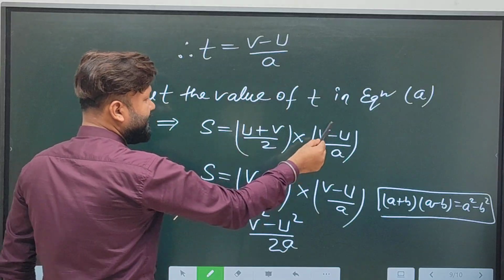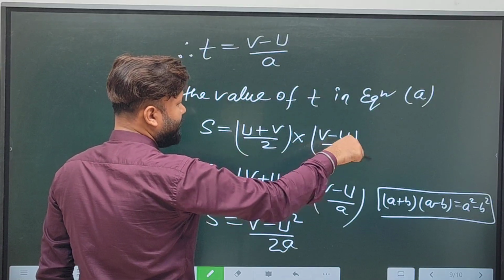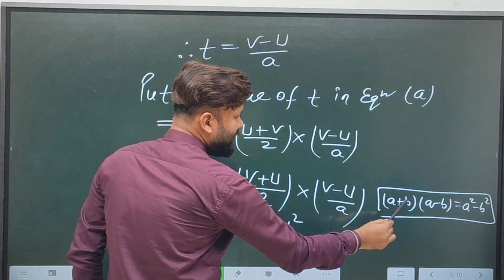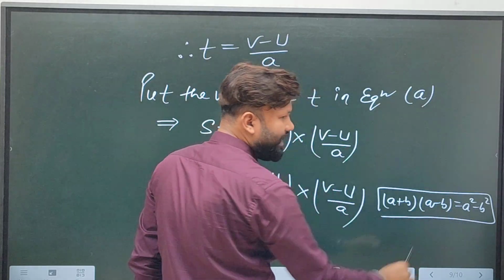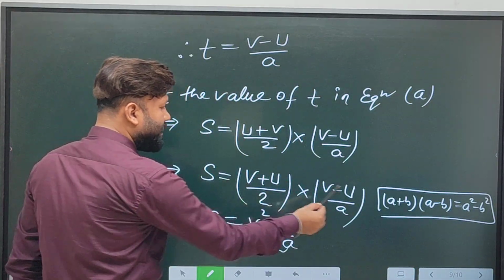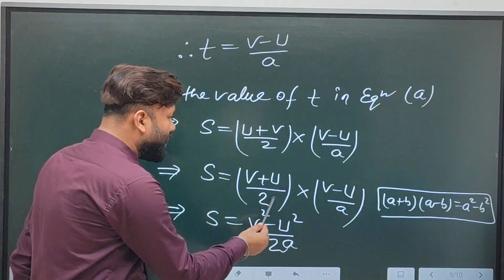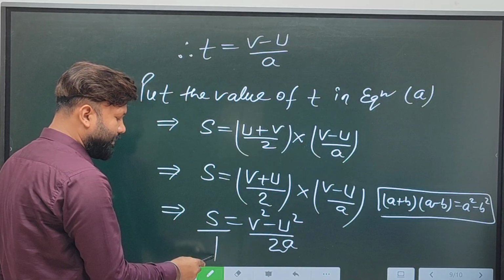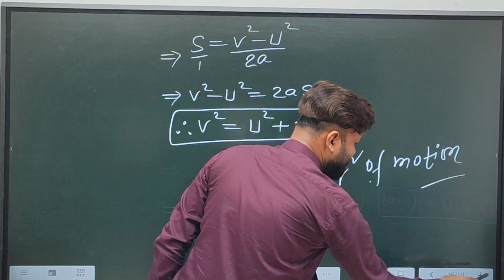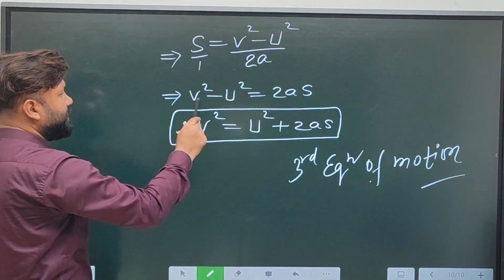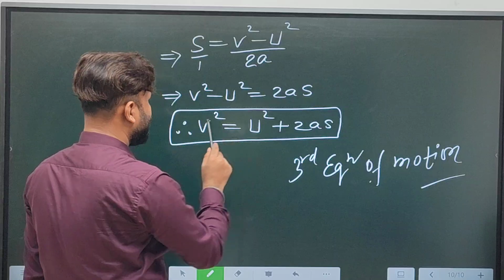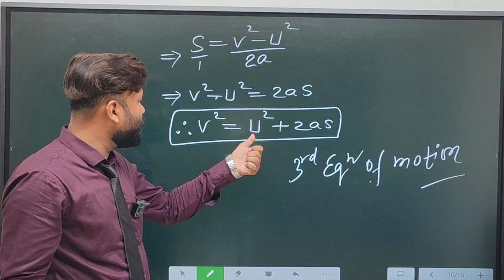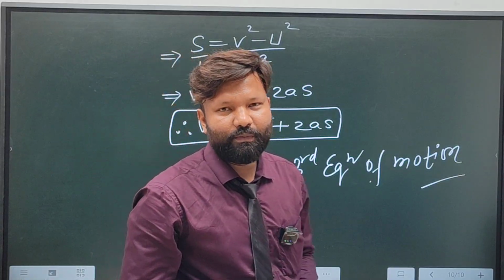So, when we put the value of v minus u by a in place of t, it is in the form of a plus b, a minus b, algebraic expression a square minus b square. So, from here, we can write v square minus u square. 2 and a multiply, so it is 2a. Now, cross multiplication, v square minus u square multiply with 1, 2a and s multiply, so 2as. Minus u square will go that side, so it is plus u square. So, v square is equal to u square plus 2as. So, this is the third equation of motion, students.